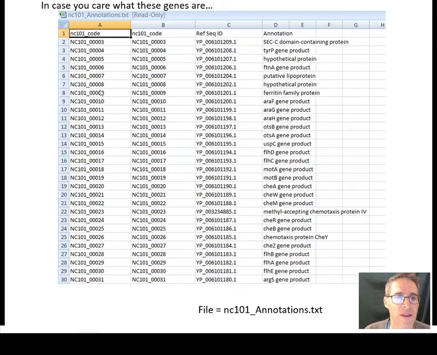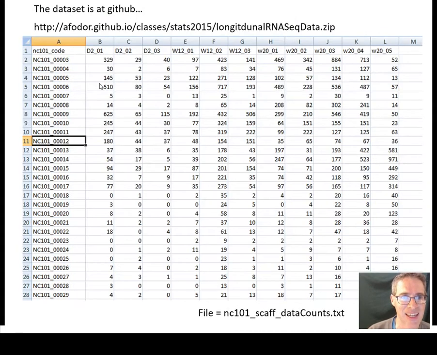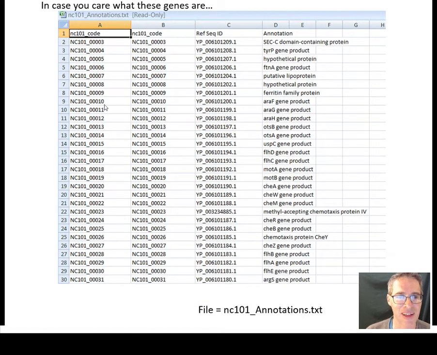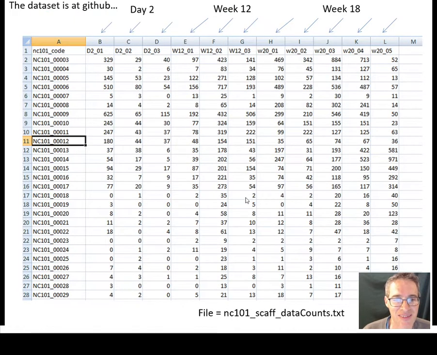Now, if you care about what the gene is, these files are available at this GitHub address here. There's a second table included in that distribution that would tell you this gene's RefSeq ID, and there's some small annotation about what that gene is. Normally you would care a lot about what these genes are, because if you're writing a paper in biology, you care about the biology of each particular gene. But in this class, we're really only considering these examples of statistical models. So we might assign a p-value to a null hypothesis that this gene is different between day 2 and week 12, but we're not going to get into very much of the biology of what these genes are.